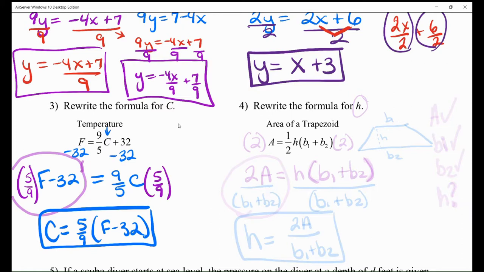Number 4 is the formula for area of a trapezoid. The area of a trapezoid is found by taking 1/2 the height and multiplying that times the sum of the two bases. So we want to rework this formula so that we are able to solve it for h. And we would do that if, let's say, we know the area, we know base 1, and we know base 2, but we don't know the height.